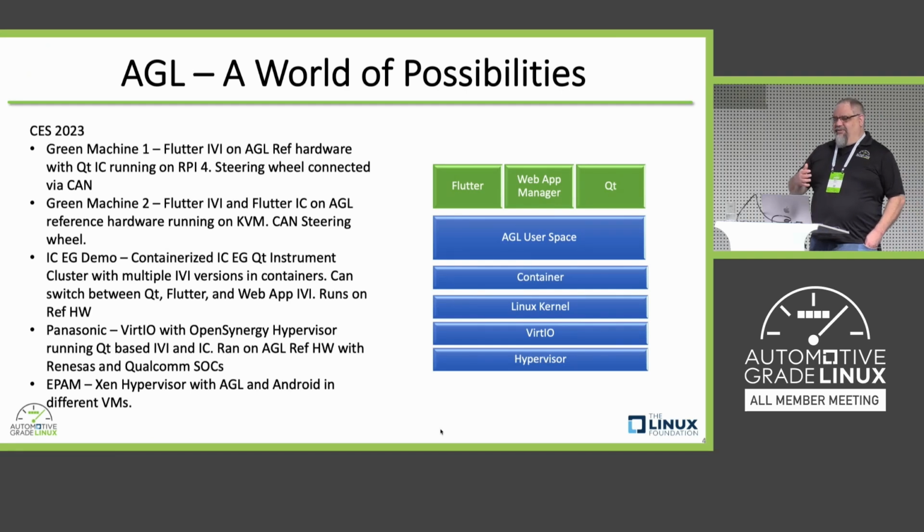AGL, proper, we'll say, or the AGL staff and contractors, we showed 3 demos running 3 different things at CES. 2 different green machines, one running a Flutter IVI on our AGL reference hardware, with a Qt ICE, instrument cluster running on a Raspberry Pi 4, with a steering wheel connected via CAN. I think I have pictures of all these somewhere. A second green machine running a Flutter IVI and a Flutter instrument cluster on top of KVM, so they're running in hypervisors. Again, our CAN steering wheel talking to that.